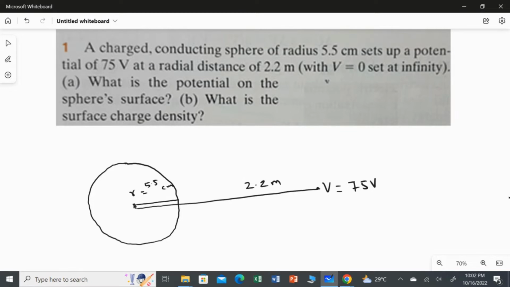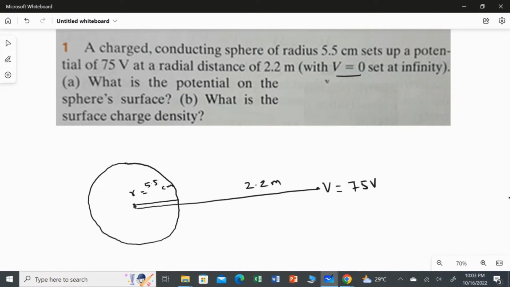And at infinity distance, what is the potential? Whenever you are moving very far from the charged particle, the potential is considered to be zero. The potential at the infinity point is considered to be zero.